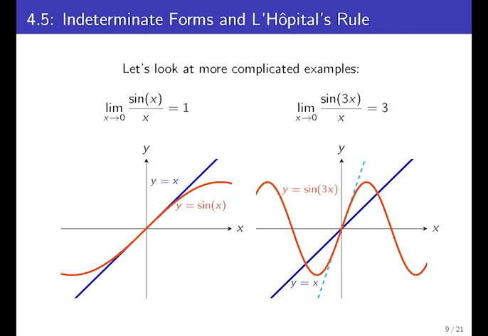But let's examine why this should be true from our new point of view. Once again, I've graphed y equals x, and this time y equals sine of 3x. But this dotted line you see is the line y equals 3x. Notice that the line y equals sine of 3x looks like the line y equals 3x as it crosses. So it should come as no surprise that sine of 3x over x should be equal to 3, since sine of 3x is crossing like 3x.